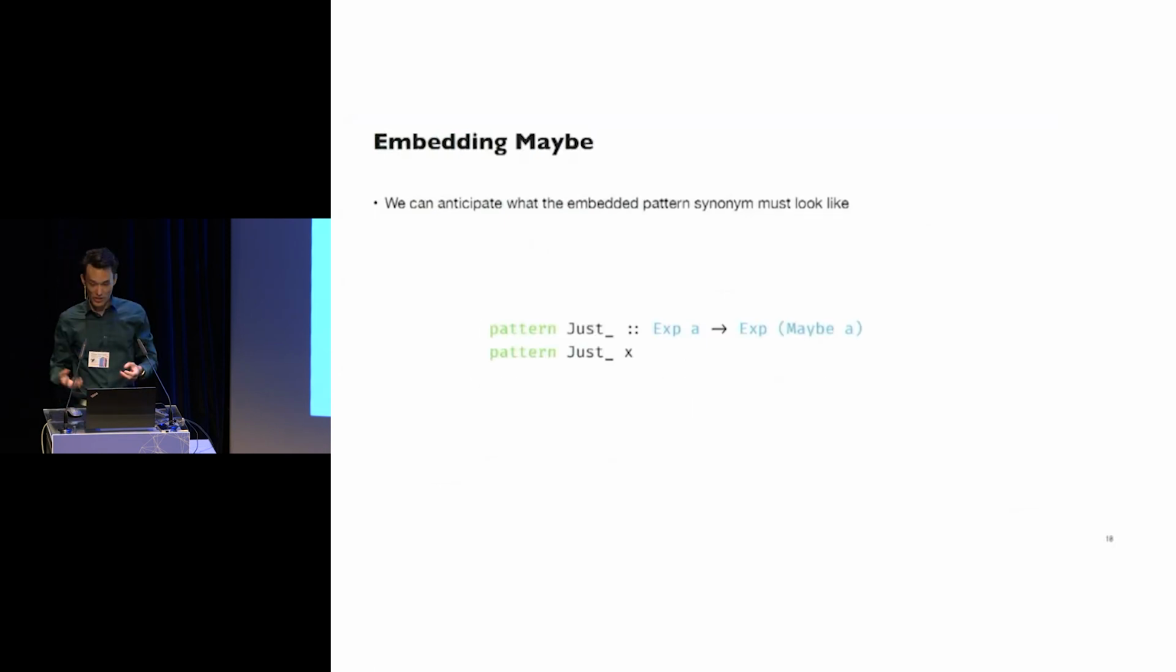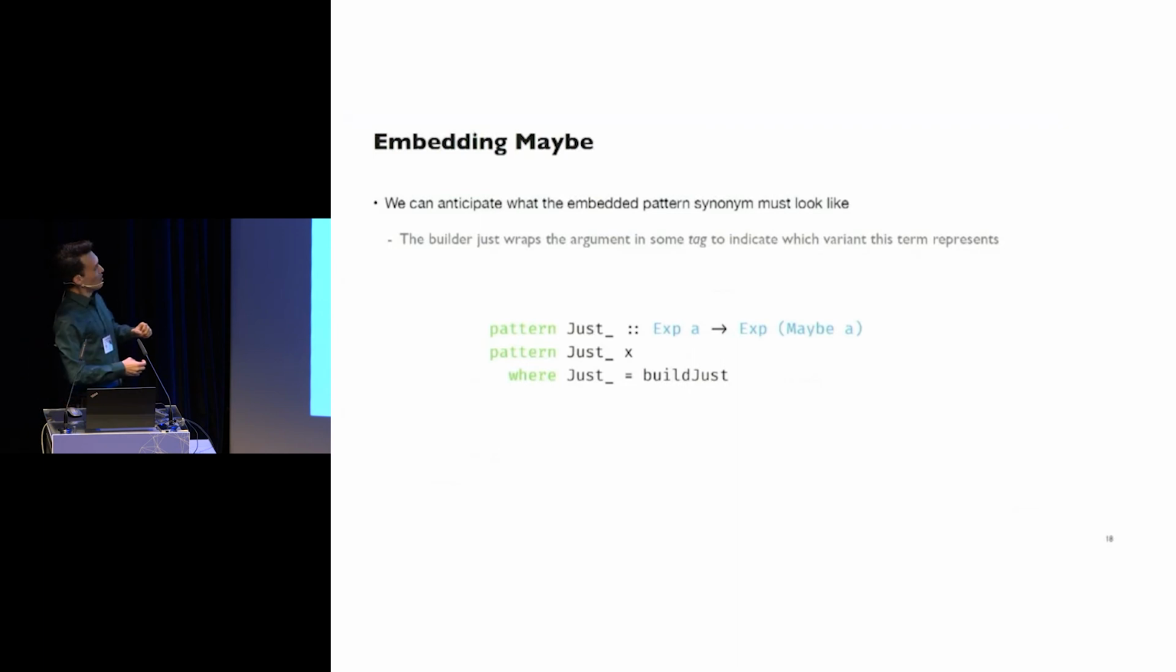Okay. So before, I started by saying this is how we take our point data type and embed it into our language. But we don't know what to do for some types. So if we instead go the other way, we can use some intuition to figure out what we need. We know we're going to need a pattern synonym of this type, the type of just, but with exps around all of the arguments. So I'm going to take an exp of A and return an exp of maybe A.